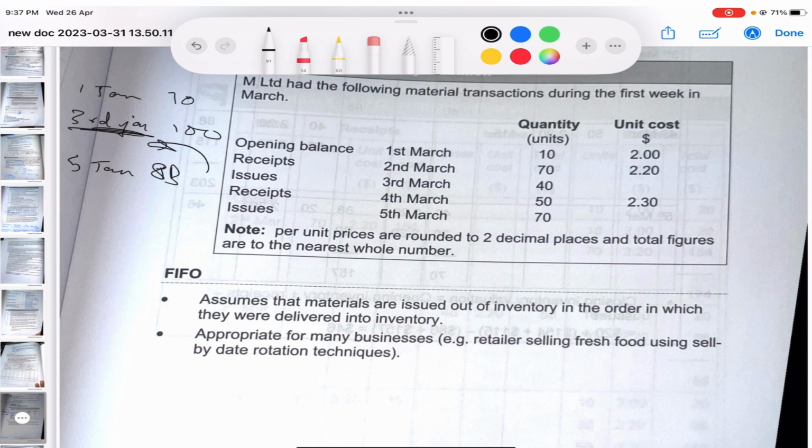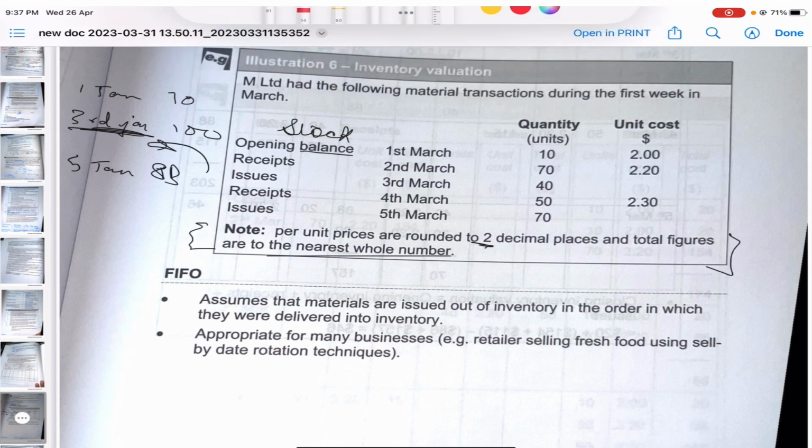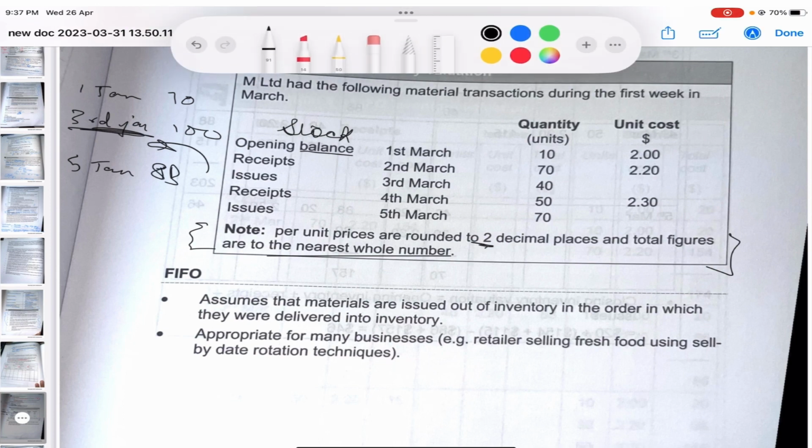M Limited has the following material transactions during the first week in March. This is my opening balance. Opening balance is always my opening stock, you can just keep that in your mind. Receipts, issues, receipts, issues. Per unit prices are rounded to 2 decimal places and the total figures are rounded to the nearest whole number. They have given this note because you will be using this in your MCQs, where the answer is also given. So if you look at this, you have opening balance, quantity, unit cost. This is how you are going to write it down.